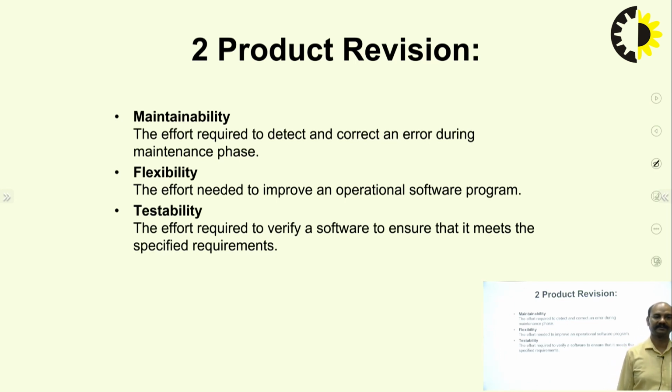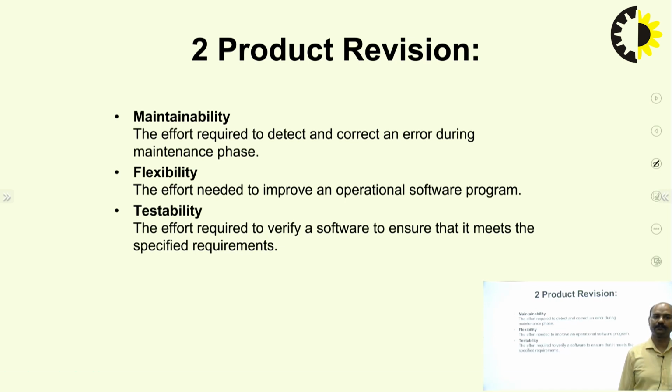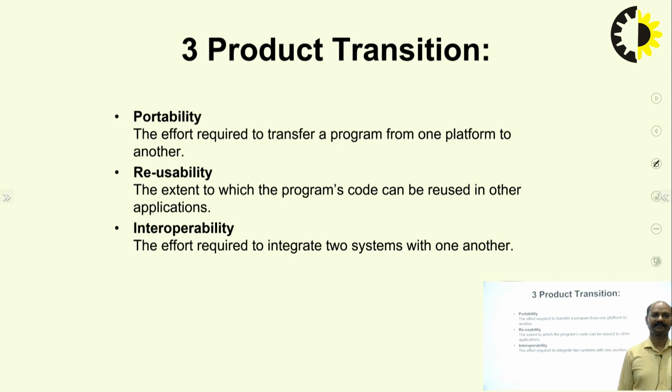The first characteristic is maintainability, the effort required to detect and correct an error during the maintenance phase. Then next is flexibility, the effort needed to improve operational software programs. Then next one is testability, the effort required to verify a software to ensure that it meets the specified requirements. Then next is product transition, that is portability.